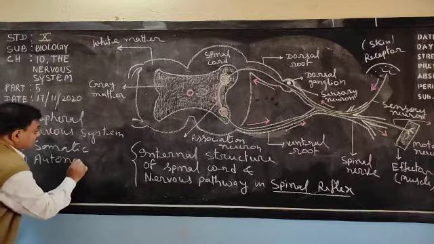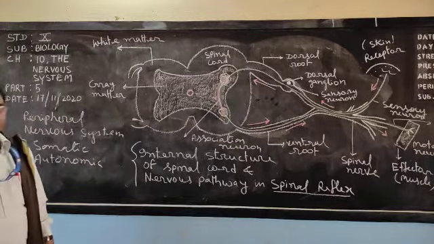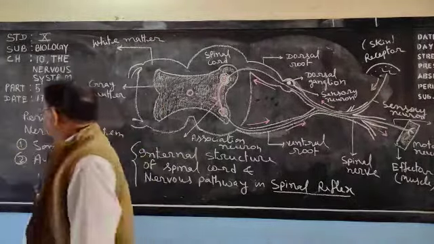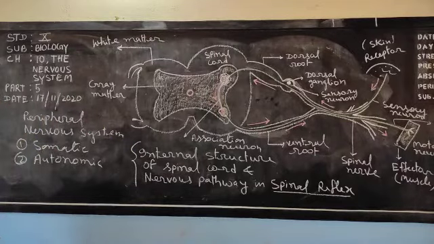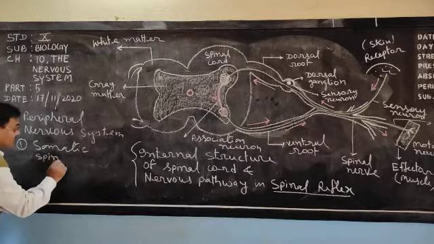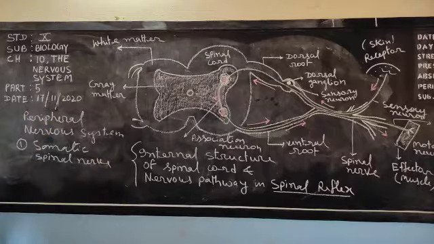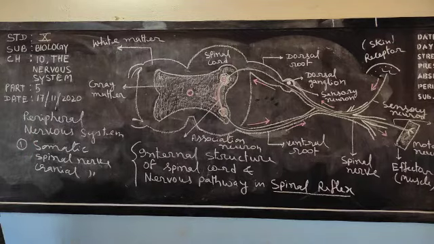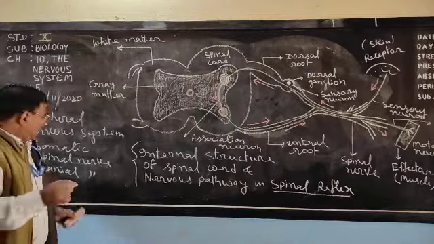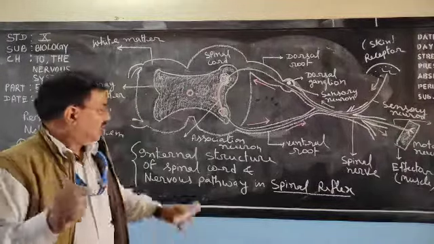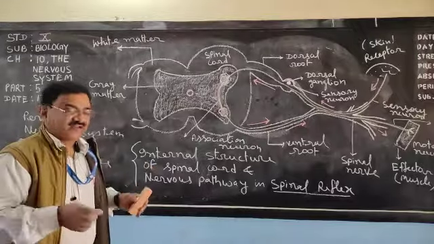Very clear? Somatic or autonomic. And somatic nervous system is made up of two types of nerves, and those two types of nerves are the spinal nerve and the second one is the cranial nerve. Cranial nerves come out from the brain and it is 12 pairs, and spinal nerves come out from the spinal cord and it is 31 pairs. So this part is clear, this we have discussed.